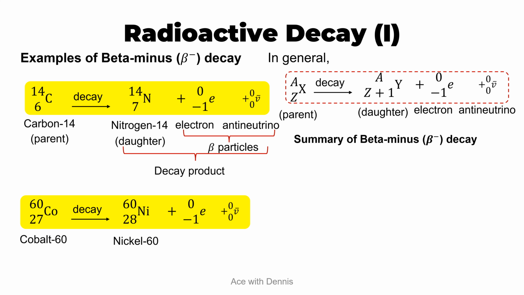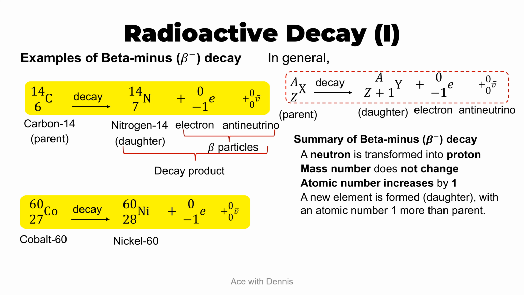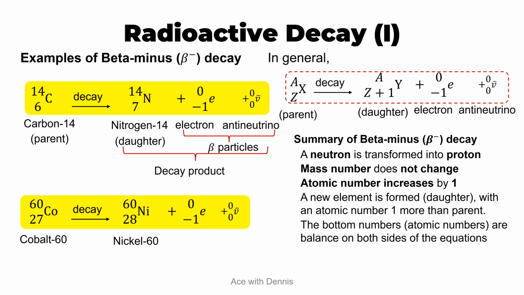The summary of beta minus decay is a neutron is transformed into a proton. Mass number does not change. Atomic number increases by 1 because a neutron is transformed into a proton. A new element is formed, which is the daughter nucleus with an atomic number 1 more than the parent. The bottom numbers, which are the atomic numbers, are balanced on both sides of the equation. Beta particles produced are an electron and an anti-neutrino.